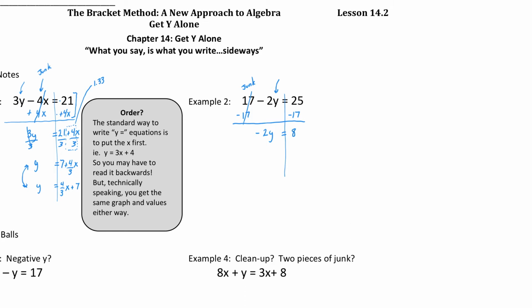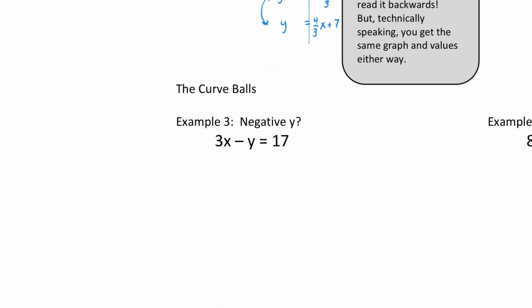Again, that's the junk step, and now we divide. Fraction bar negative 2, fraction bar negative 2. Do our normal thing, and y equals negative 4. Y is alone. Let's see the curveballs on getting y alone. The first one, example 3, is all about understanding invisible negative ones.